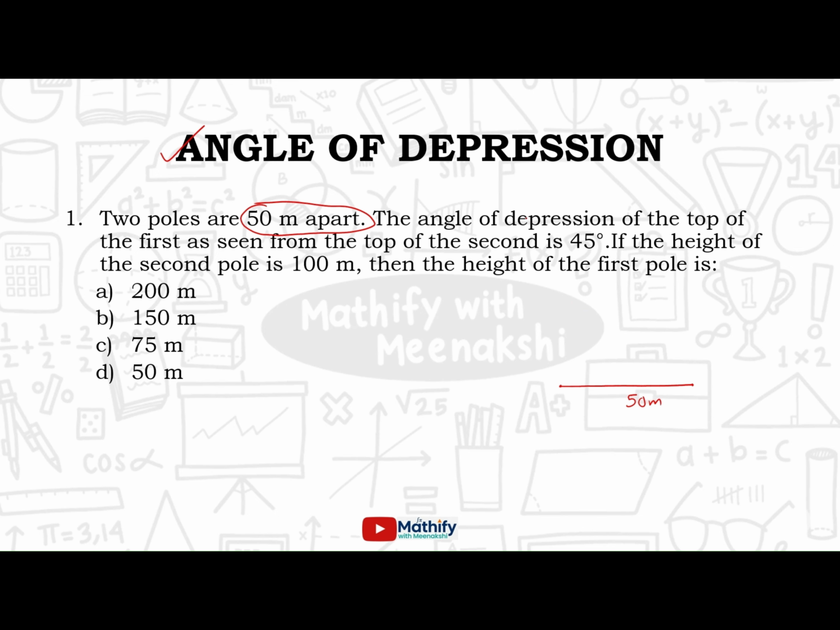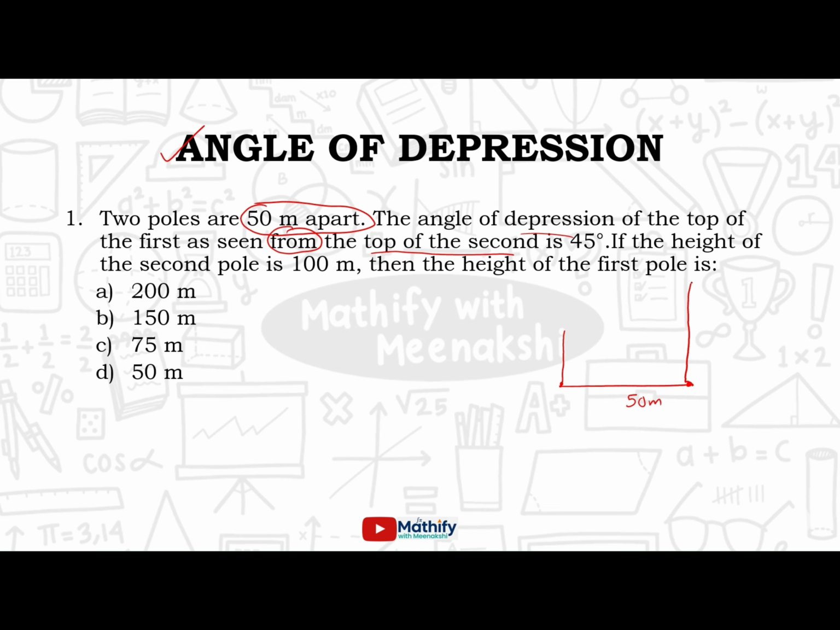Now, the angle of depression of the top of the first seen from the top of the second. As you know, that angle of depression means that we are seeing down from somewhere. As we are seeing down from the top of the second, that means the height of the second pole is more as compared to the height of the first pole.